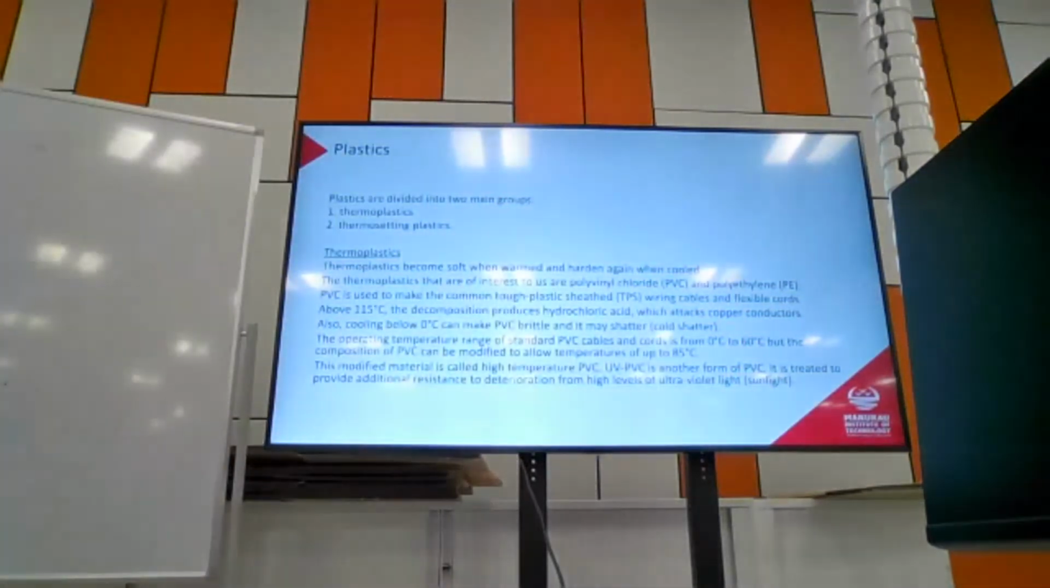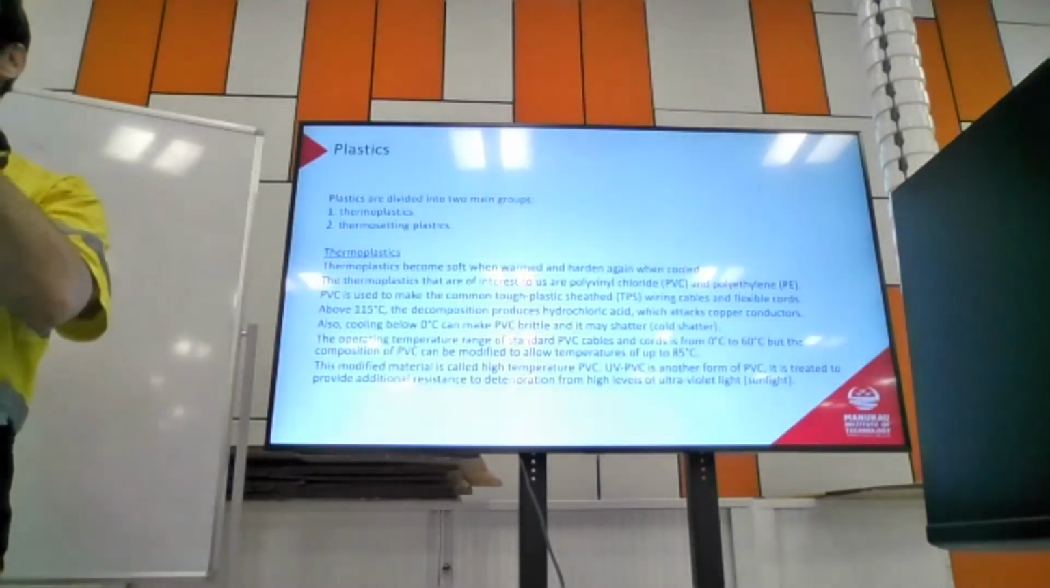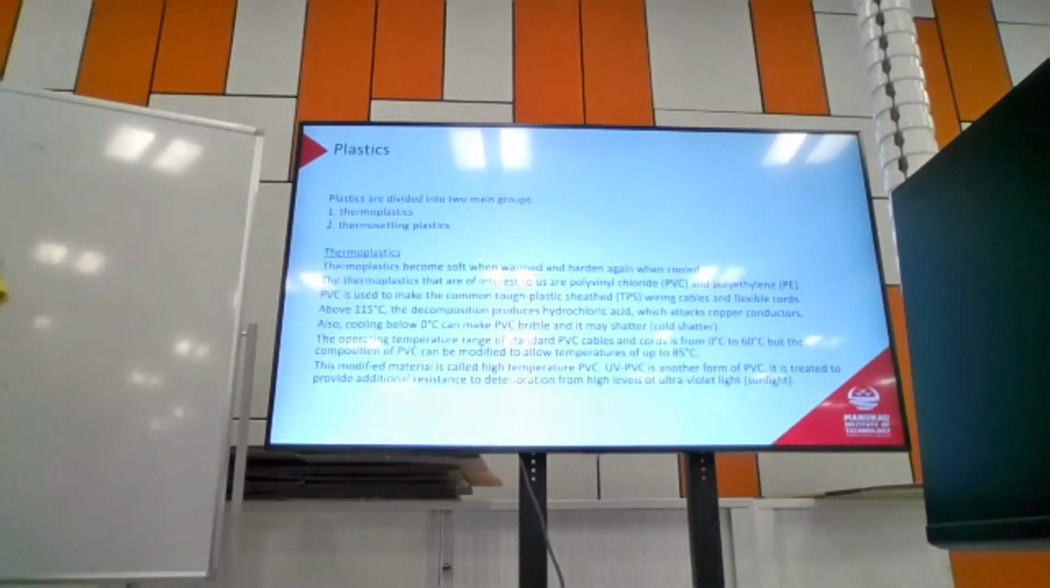So plastic insulation, which is the majority of the insulation that we'll see. We've got two main groups, thermoplastics and thermosetting plastics. The thermoplastic becomes soft when warmed and hardens again when cooled. The thermoplastics that are of interest to us are polyvinyl chloride, so PVC, which is your normal TPS flexible cables, and polyethylene. PVC is used to make the common tough plastic sheath, TPS. Now, if we haven't covered that before, that's what TPS means, right? So it's the flat white cable, and we call it TPS. It means tough plastic sheath.